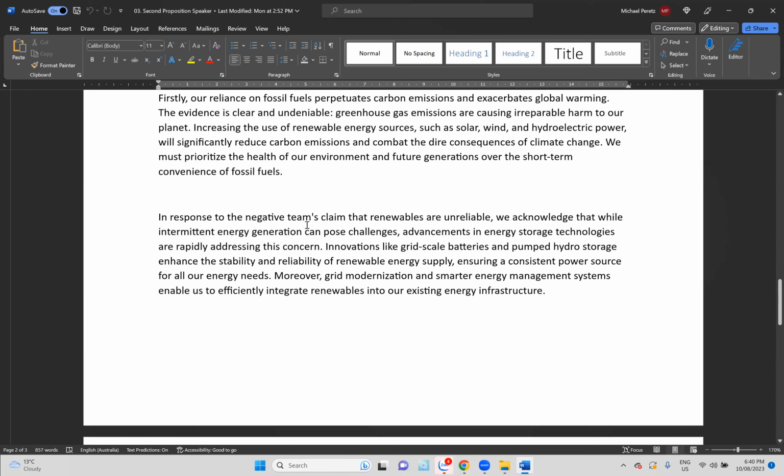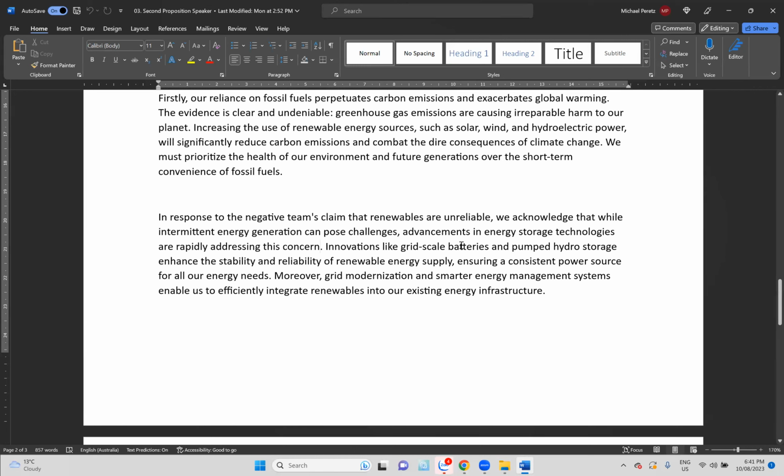In response to the negative team's claim that renewables are unreliable, we acknowledge that while intermittent energy generation can pose challenges, advancements in energy storage technologies are rapidly addressing this concern. So the proposition team are taking one of the arguments from the negative team, and they're saying, yeah, you're right, this can be a problem, but the solution already exists. So it's not even a problem now, is it? Because we've already got this solution here. It then goes on to provide examples.